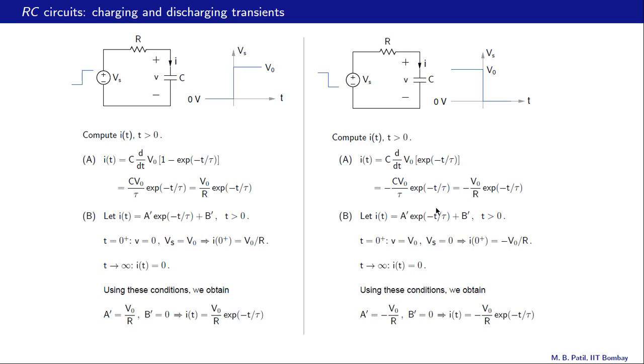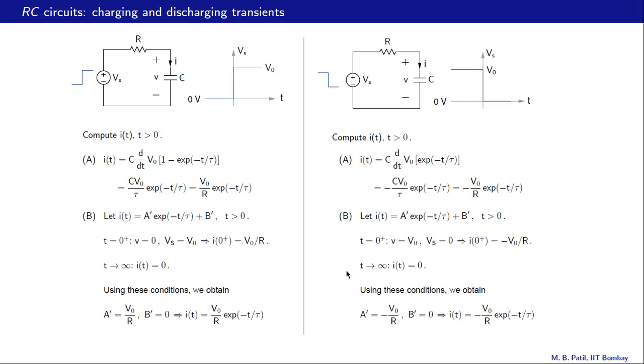Alright. At t equal to 0 plus, as we found in the last slide, we have V equal to V0 across the capacitor, and that gives us I at 0 plus. What is I at 0 plus? It is this voltage minus this voltage divided by R. This voltage for 0 plus is 0, this voltage is V0, so the current is 0 minus V0 divided by R, that is minus V0 over R.